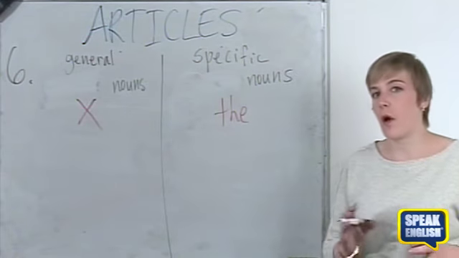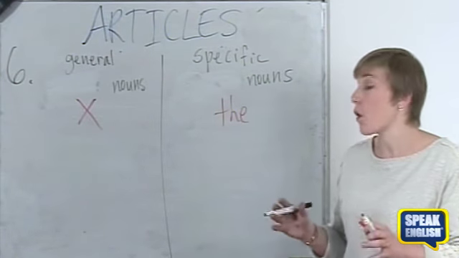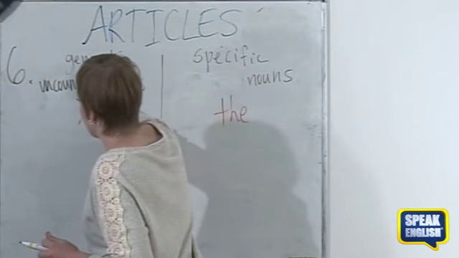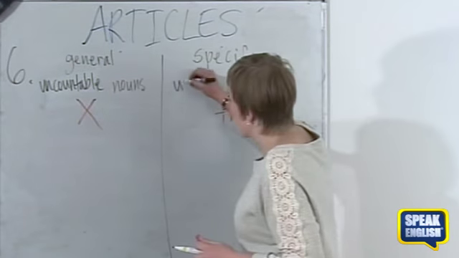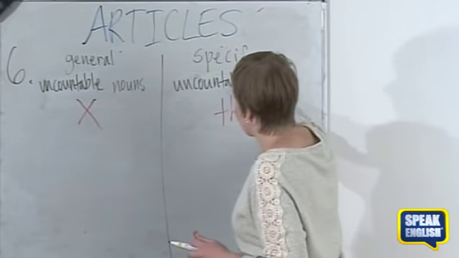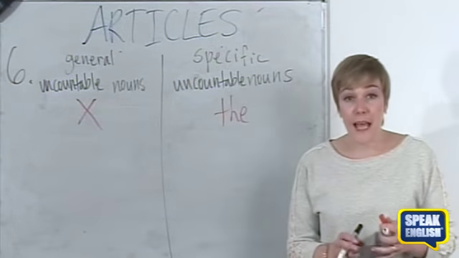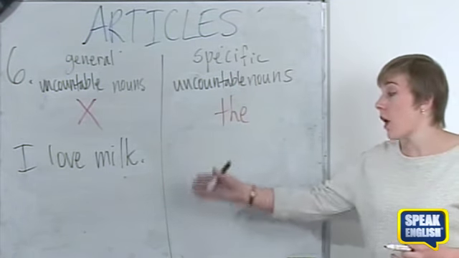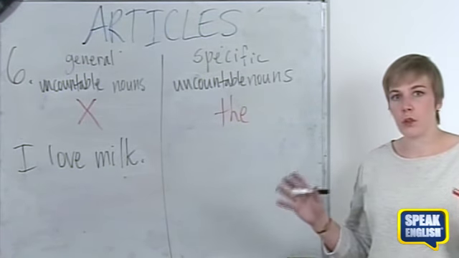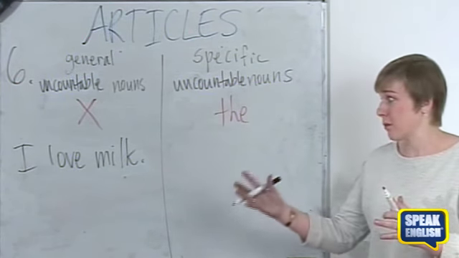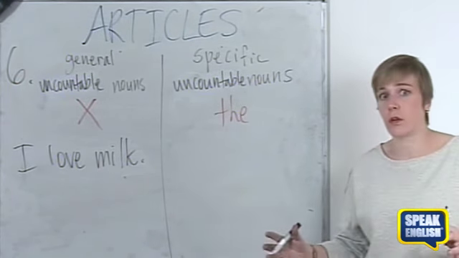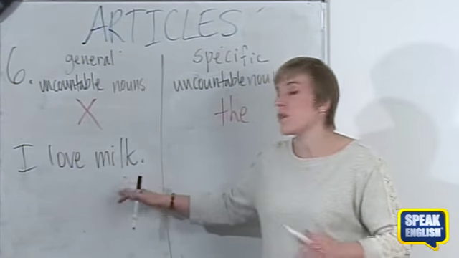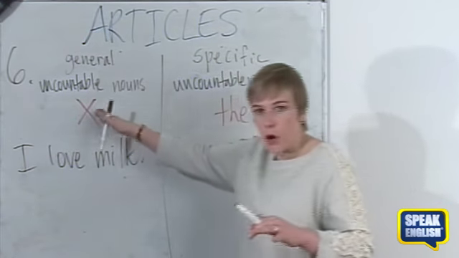For rule number 6, we're not talking about singular or plural nouns. Now we're going to talk about uncountable nouns. So what are examples of some uncountable nouns? So milk is our uncountable noun. The sentence is, I love milk. Which milk? We don't know. All milk. You cannot count it. Maybe a glass of milk, maybe a bottle of milk, but we're not talking about that. We're talking about only milk. So it's very general. We don't want to use any article.